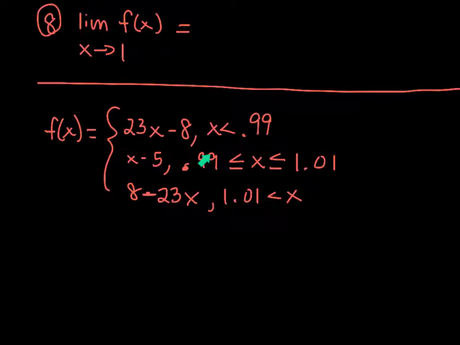So this is going to be like number 5. Because 1 is in an interval, all we need to do is look at this part of the piecewise function and plug in 1 right there. Okay, so really simple. All we're going to do then is 1 minus 5, and we know that that is going to be negative 4. Done. Okay?